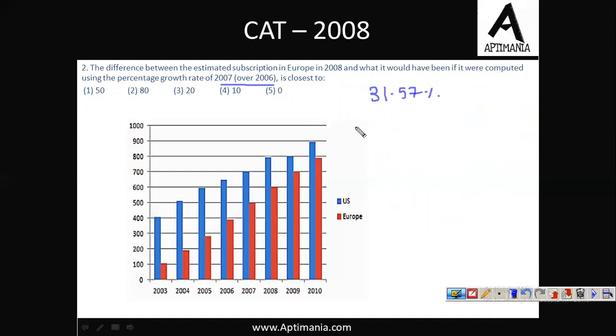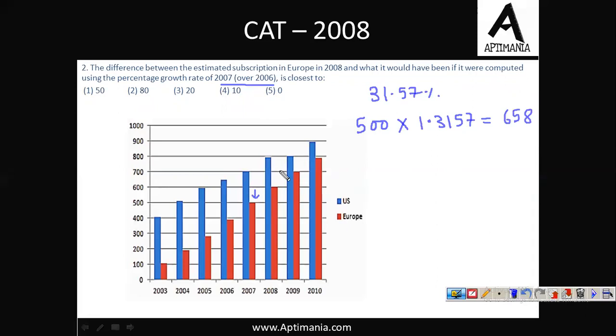Now the question is, if it were growing at this same rate, then what would have been the difference between the value given to us and the value that would have come? Now see, in 2007 the value of this is 500, exactly 500, right? Here. So if it grows at this growth rate, then its value would be 1.3157 times of this particular value. Okay? So on solving this, it will come approximately 658.